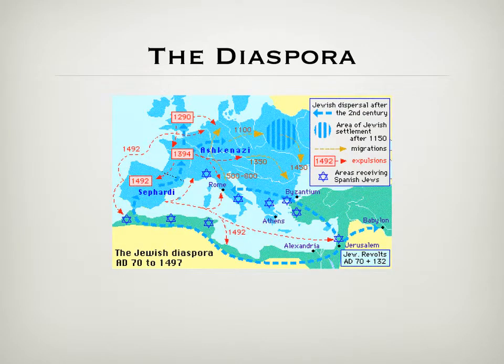As a consequence of this destruction, many Jewish people fled what is now Israel and moved into Europe. This map illustrates some of the places that they went to. The blue stars of David show areas receiving Jews at various times, but the big blue line shows the dispersal or the diaspora. You can see there's a large number of migrations that occur at different times with the various dates against that.